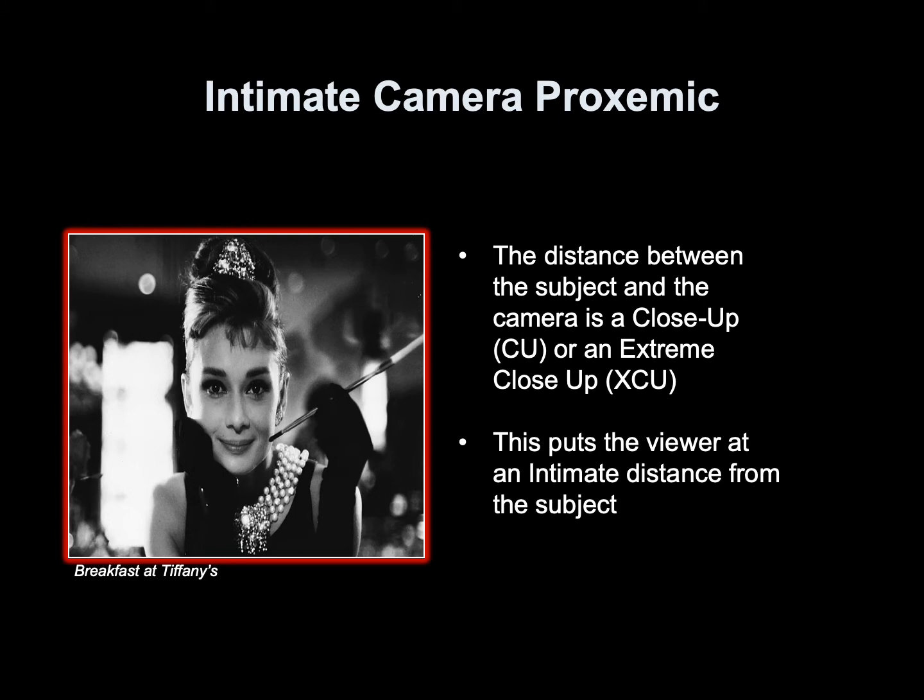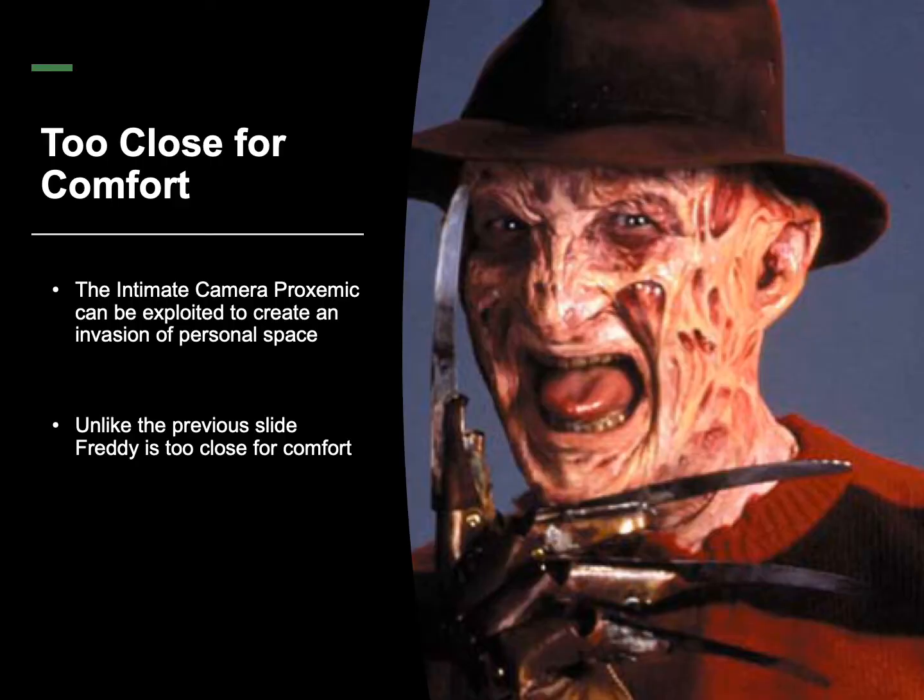Intimate camera proxemic. The distance between the subject and the camera is a close-up or an extreme close-up. This puts the viewer at an intimate distance from the subject. Too close for comfort. The intimate camera proxemic can be exploited to create an invasion of personal space. Unlike the previous slide, Freddy is too close for comfort.